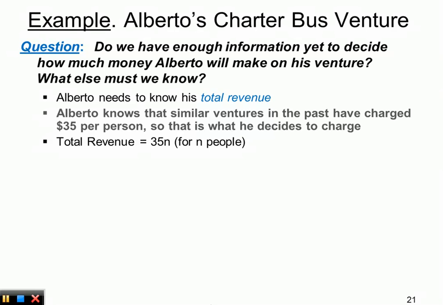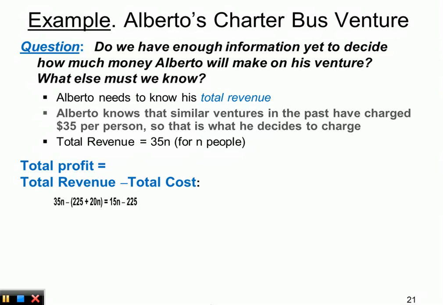So now Alberto needs to know his total revenue. Alberto knows that similar adventures in the past have charged $35 per person, so that is what he decides to charge. So total revenue is 35 multiplied by n, where n is the number of people. Total profit would be total revenue minus total cost. So we have 35n as our revenue, and this is our total cost. Subtracting these, this is going to be negative now, minus 20n. So 35n minus 20n is going to be 15n. And then this is also going to be negative, so we get 15n minus 225. So that is our total profit.